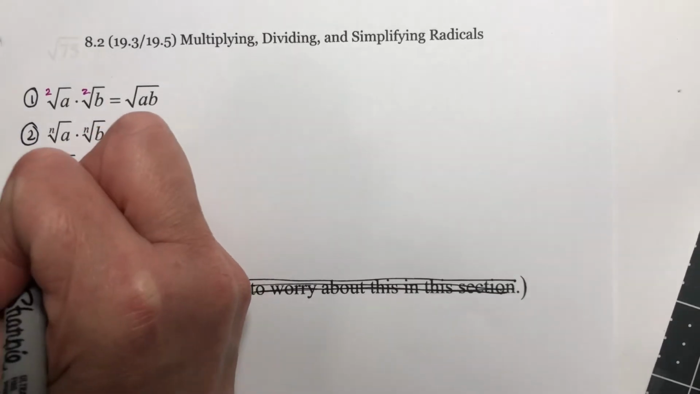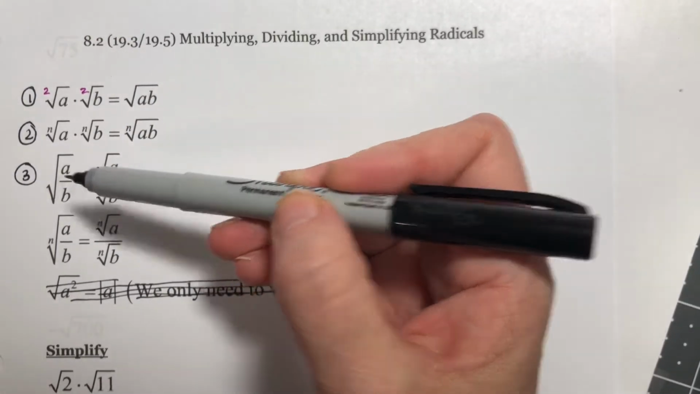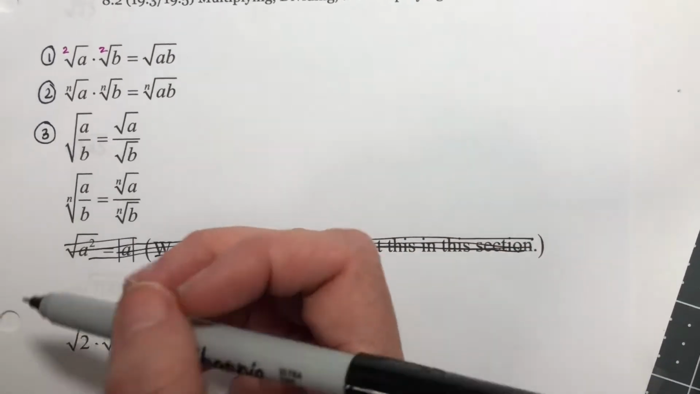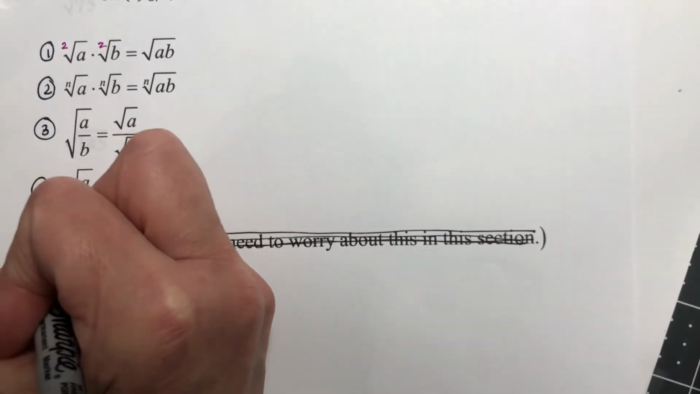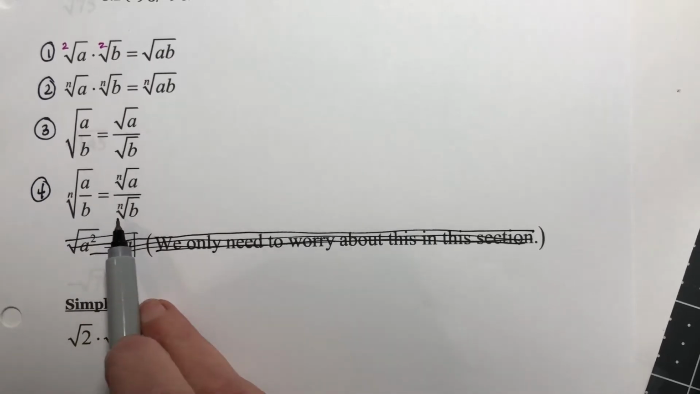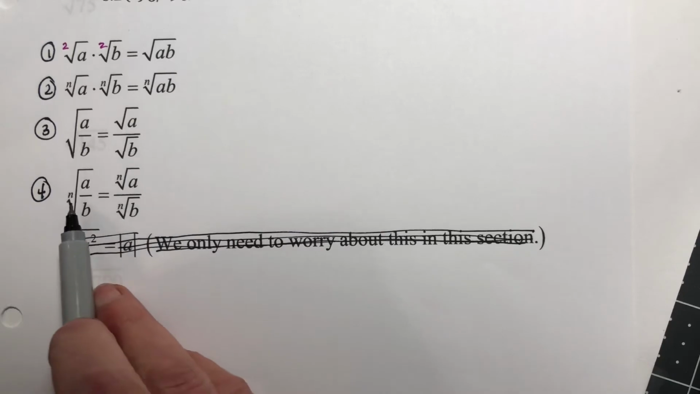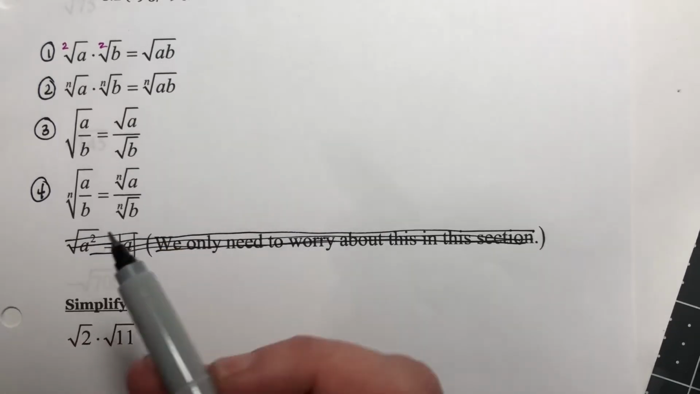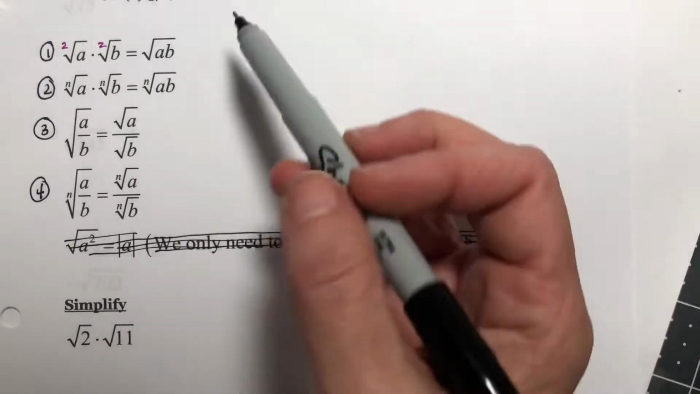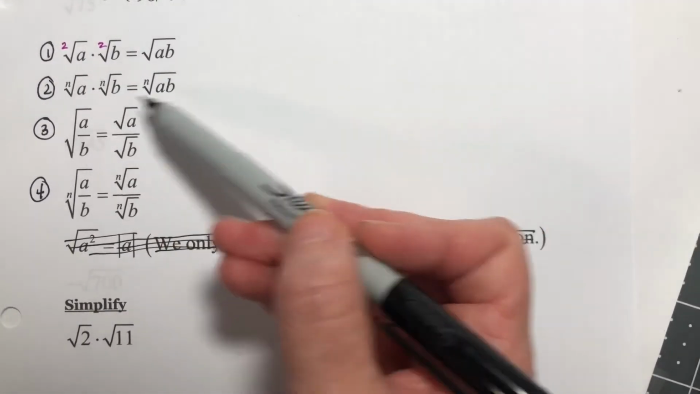Property 3 is one we've already dealt with. If you're taking the square root of a fraction, you can take the square root of the top over the square root of the bottom. And this one goes general as well. As long as you have the same index, you can split up a fraction underneath a radical into, if this were a cube root, a cube root on the top and a cube root on the bottom. These also work in reverse. There will be times where we have something in this format and we'll want to go backwards.